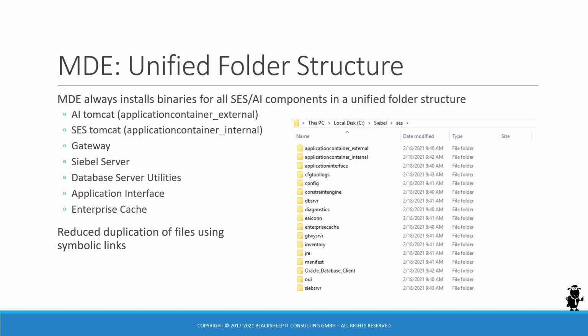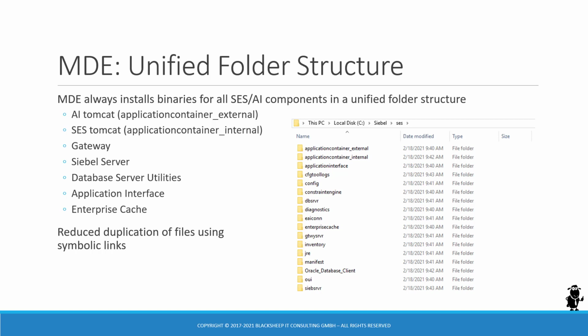Once you have run the MDE, you will be surprised by a lot of changes that it introduces, especially when it comes to the folder structure of the Siebel software. On the screenshot, you can see two prominent folders on top: application container external and application container internal, which are now included with the SES components. So you no longer select the AI, you just select SES components, and the folder structure will always be the same, no matter how you want to use it. What was formerly known as the AI Tomcat is now application container external, the external facing Tomcat, so to speak, and what was formerly known as the SES Tomcat is now the application container underscore internal folder. So to speak, the internal facing Tomcat.